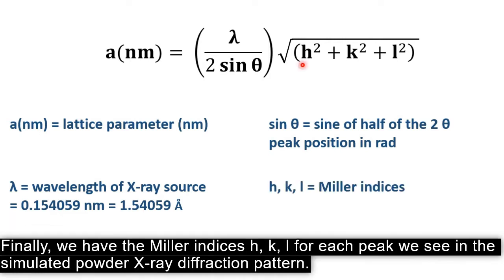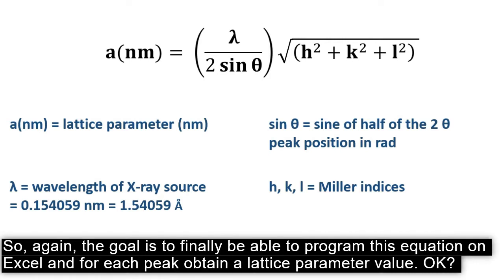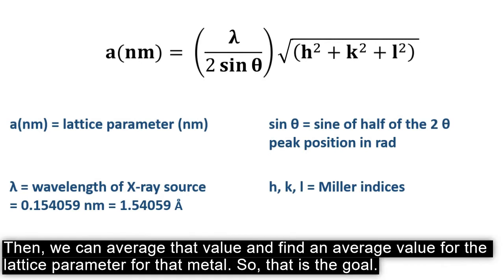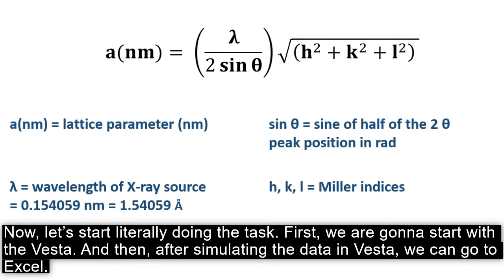Finally, we have the Miller indices H, K, L for each peak we see in the simulated powder X-ray diffraction pattern. So again, the goal is to program this equation on Excel, and for each peak obtain a lattice parameter value. Then we can average that value and find the average value for the lattice parameter for that metal. So that is the goal. Now let's start literally doing the task.